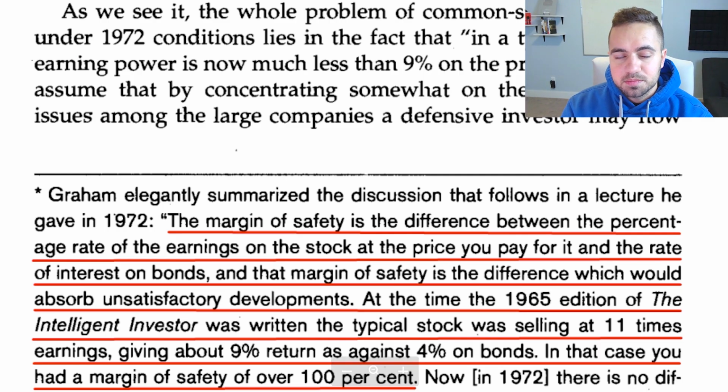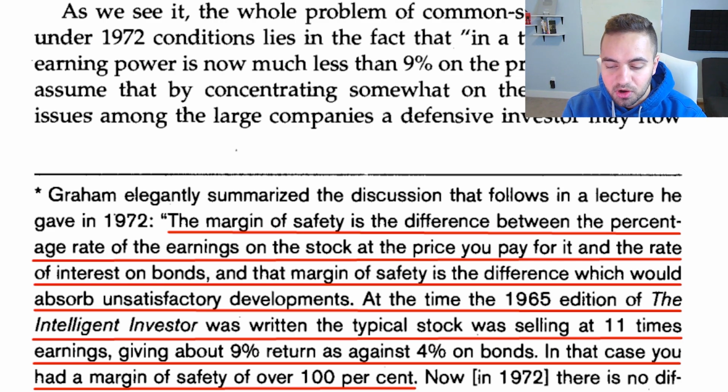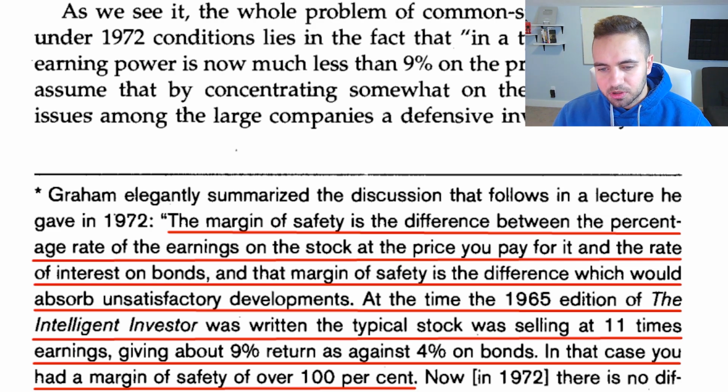Now also the bottom of this page 515 says, the margin of safety is the difference between the percentage rate of the earnings on the stock at the price you pay for it and the rate of interest on bonds. And that margin of safety is the difference which would absorb unsatisfactory developments. At the time the 1965 edition of The Intelligent Investor was written, the typical stock was selling for 11 times earnings, giving about a 9% return against 4% on bonds. In that case, you had a margin of safety of well over 100%. Basically, what Benjamin Graham is saying here again is simply that the difference between the earnings yield on a stock and whatever the interest rate is on a bond is your margin of safety.